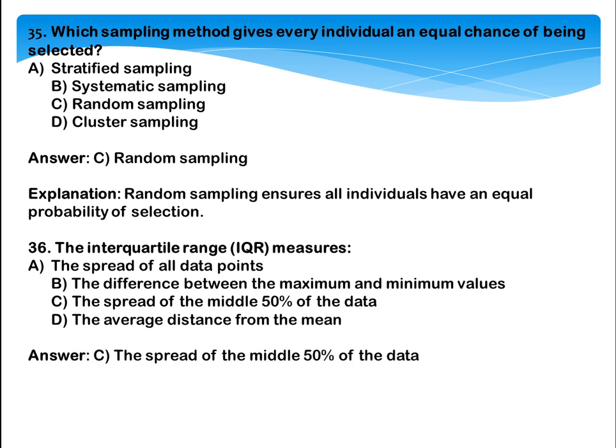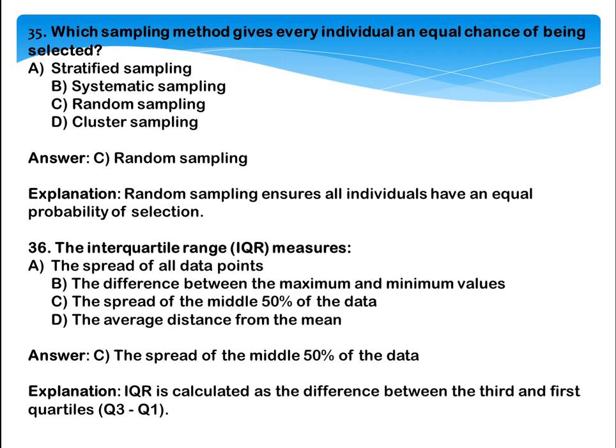Answer, C. The spread of the middle 50% of the data. Explanation, IQR is calculated as the difference between the third and first quartiles, Q3 minus Q1.